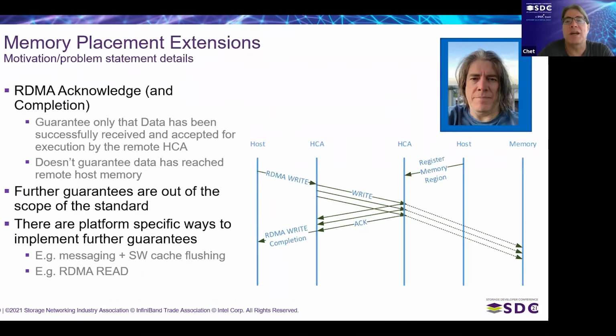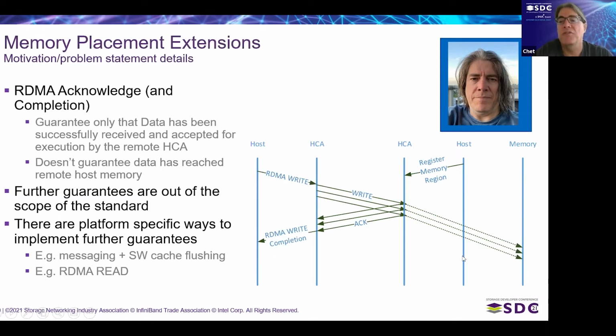All right, so here's an example of it. The RDMA acknowledge and completion only guarantees the data has been successfully received and accepted by the remote HCA. It doesn't guarantee it's reached the remote host memory. So in my little picture here, an RDMA write comes in and a number of packets are sent across the wire to the responder HCA, and then those ACKs come back. But those ACKs tell you nothing about whether the write data has made it out of the HCA and into the memory, the final destination memory.